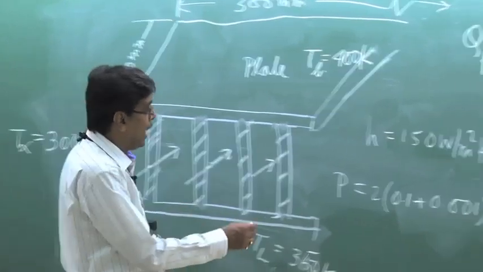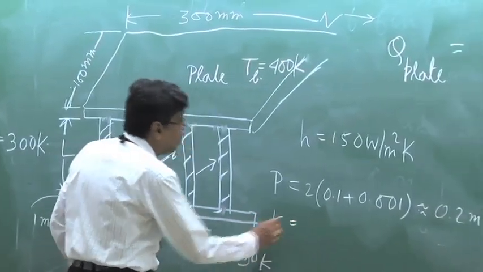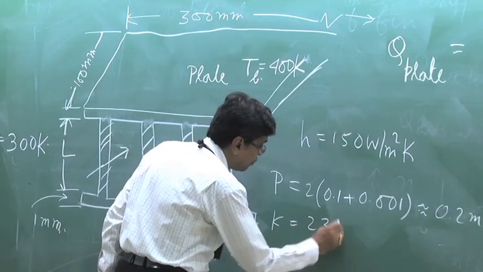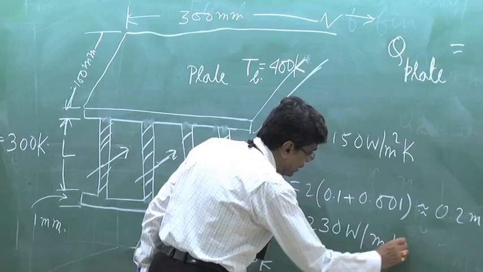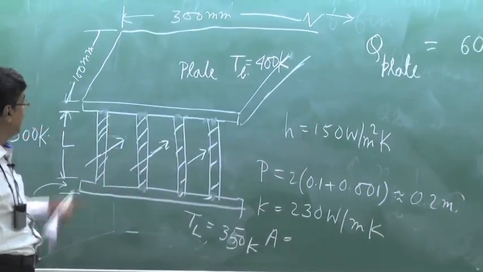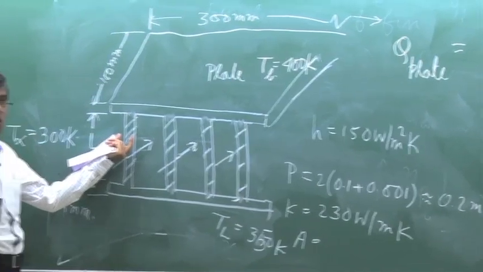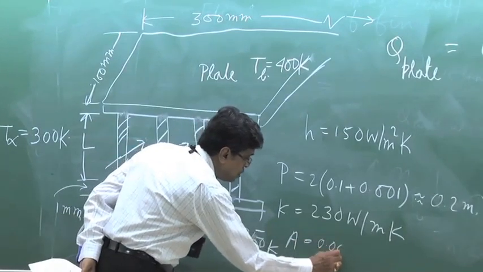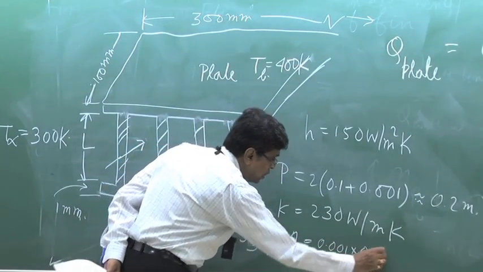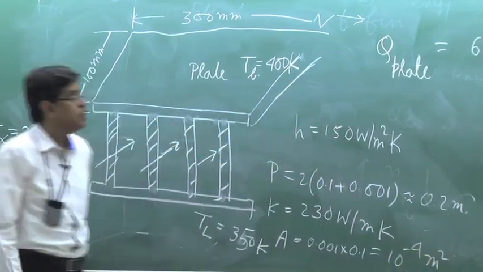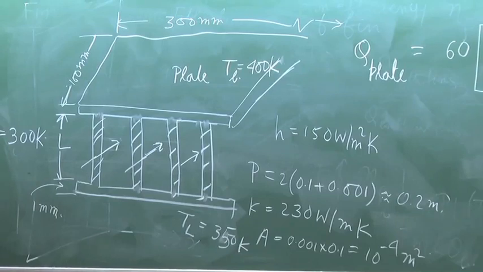Now what we require, K. K is 230 watt per meter K. What is the cross-sectional area? A of the pin is 0.001 into 0.1, equal to 10 to the power minus 4 meter square. h, P, K, A, everything is there.